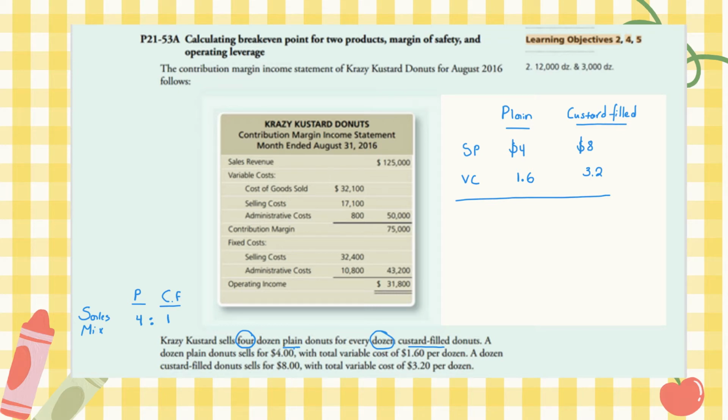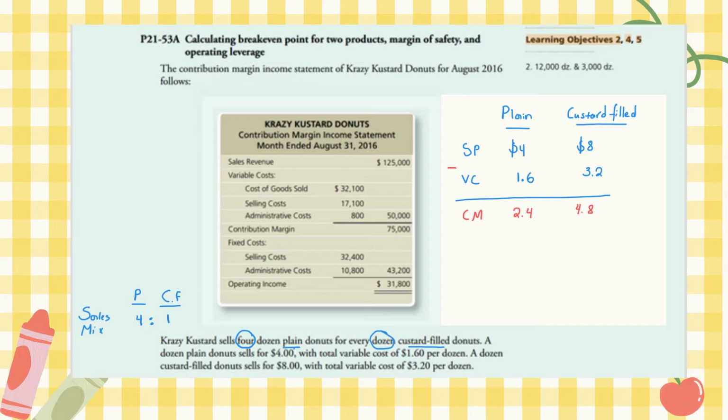Now I can find the contribution margin per dozen. So how can I find that? It's sales price less variable cost. So you're gonna get the contribution margin per dozen. 4 minus 1.6, you're gonna get $2.4 per dozen. 8 less 3.2, it's gonna be 4.8.